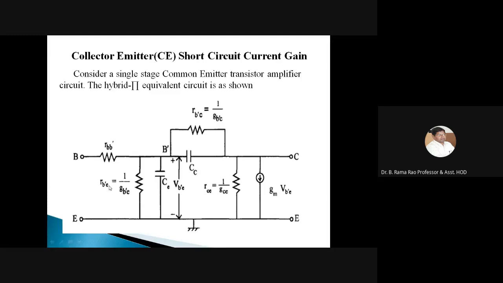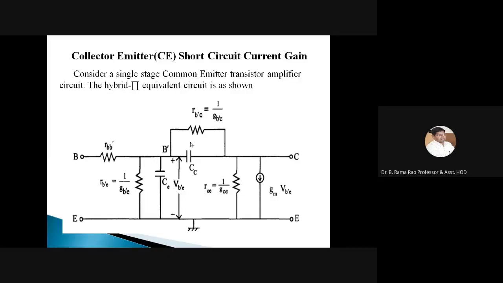Why? Because the resistance is nothing but the reciprocal of the conductance, whether it is input resistance, feedback resistance or output resistance. Similarly, there are input current, output current, input voltage and output voltage. So to calculate the CE short circuit current gain, let us consider a hybrid pi equivalent circuit of a single stage CE amplifier, which is shown in this figure.